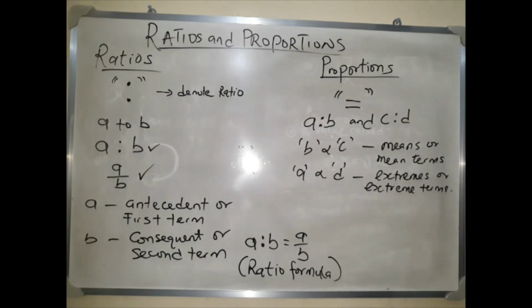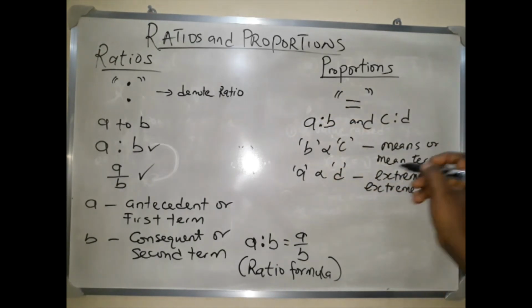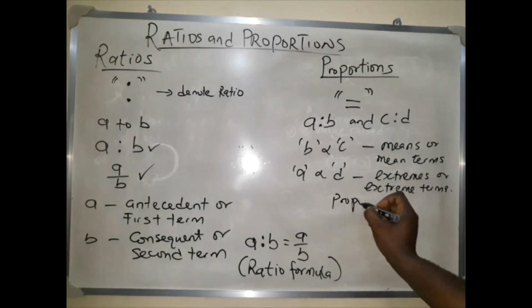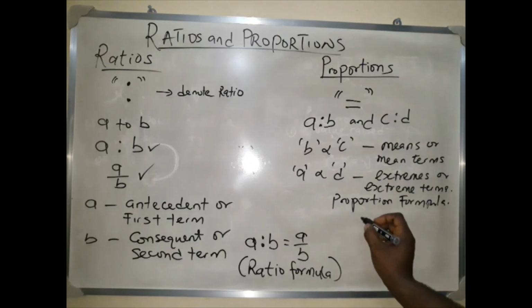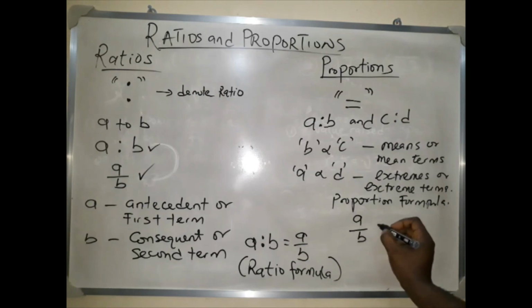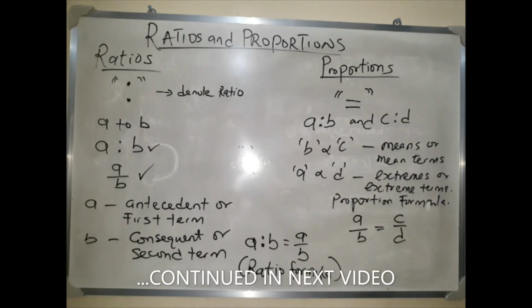Okay, so once we have these two ratios, in order for us to derive the proportion formula, we will have something like this: A all over B is equal to C all over D. Now this is the proportion formula. Just like we have the ratio formula, this is the proportion formula, which we use anytime we want to equate two or maybe even more ratios.